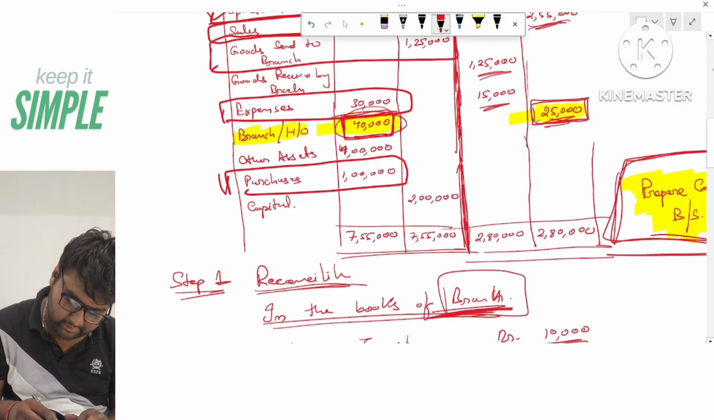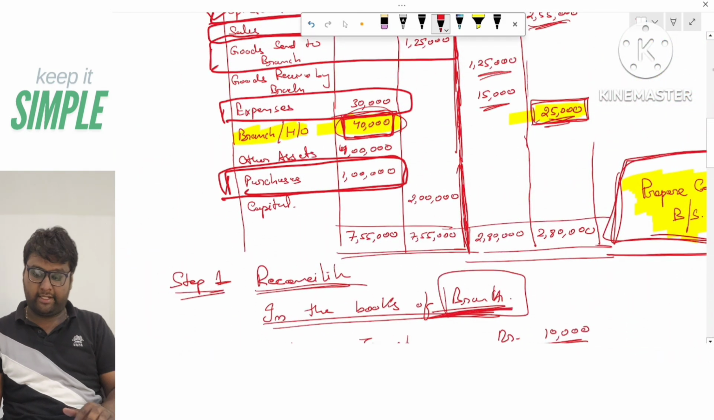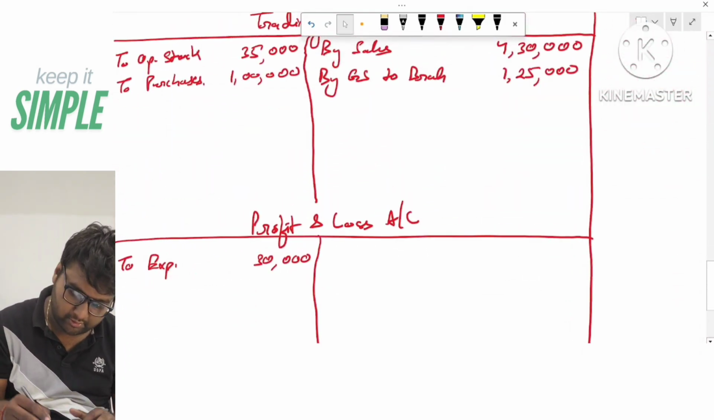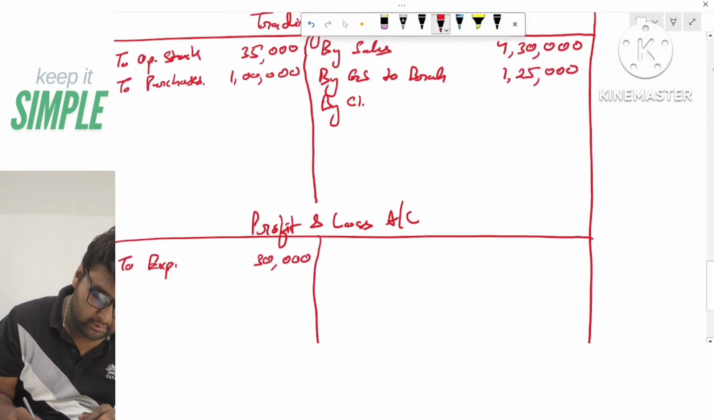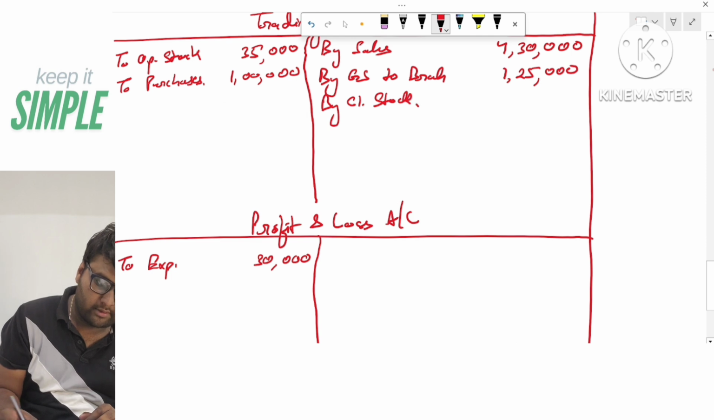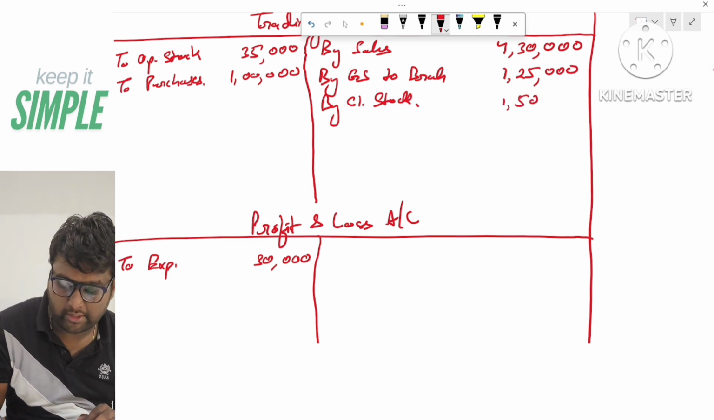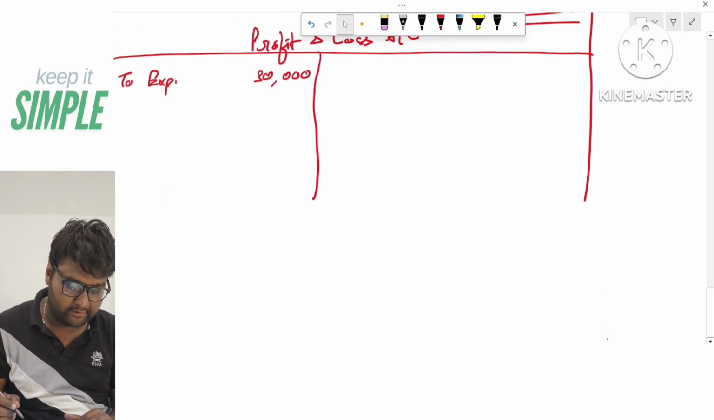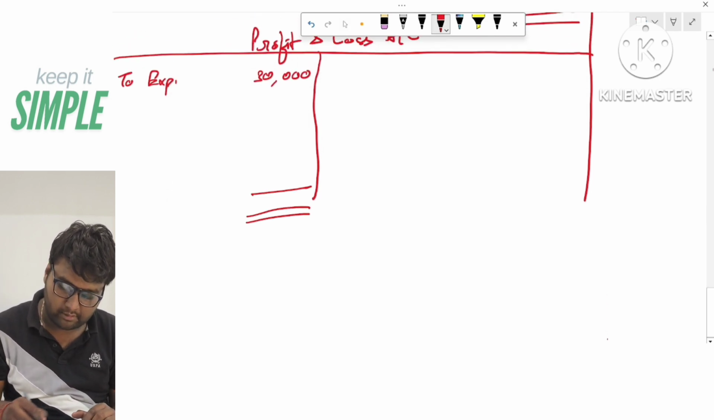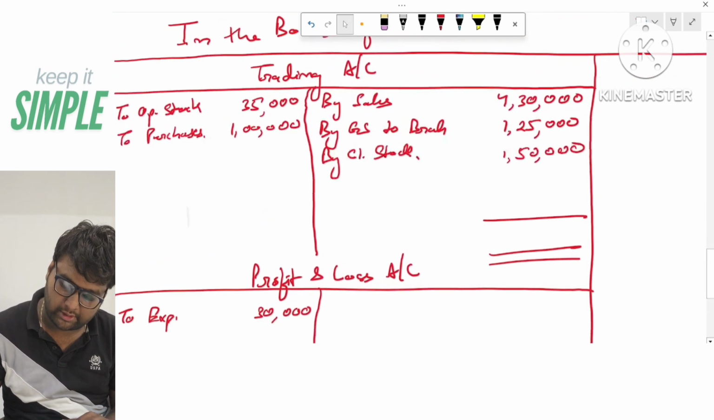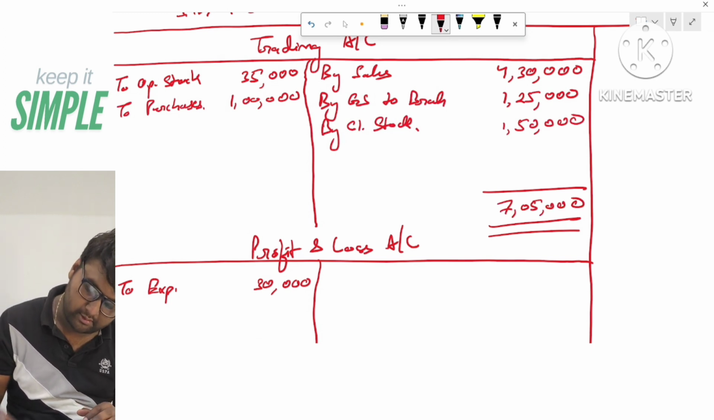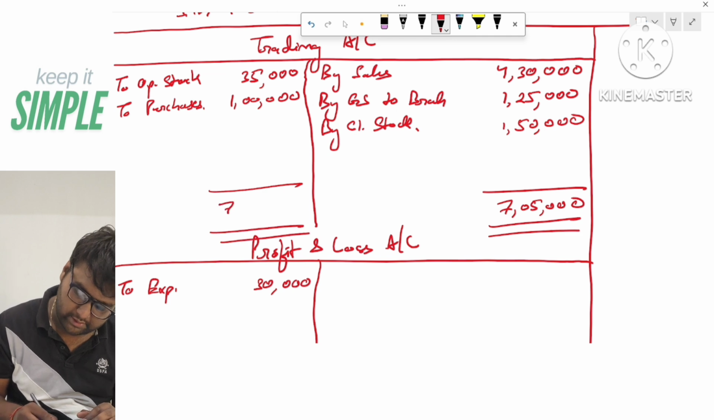Then everything is done. Then capital is a balance sheet item. We'll ignore it. We had an adjustment that is for closing stock. So by closing stock, it was 1,50,000. Okay. So done. Everything was done. So we'll total it. We'll get 7,05,000.